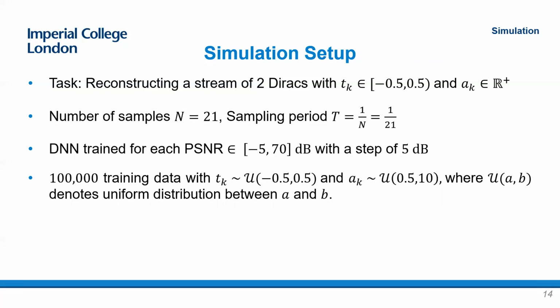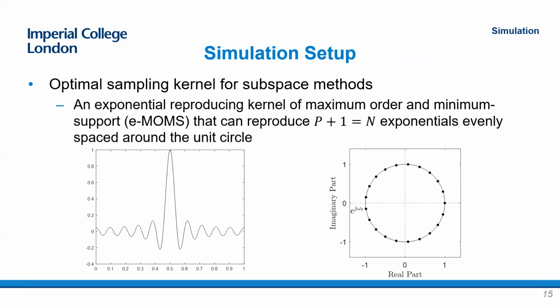Each of the networks is trained with 100K of training data, with its location uniformly distributed across the whole timescale, and the amplitude uniformly distributed between 0.5 and 10 to cover a sufficiently large part of the positive amplitude subspace. For the sampling kernel, to test the theoretical bound, we opt for the optimal settings for subspace methods, which is an EMOMS. This kernel can reproduce exponentials that are evenly spaced around the unit circle.